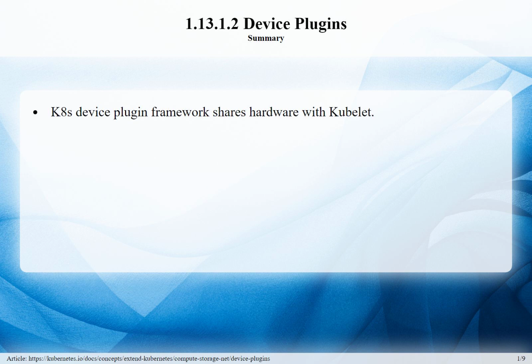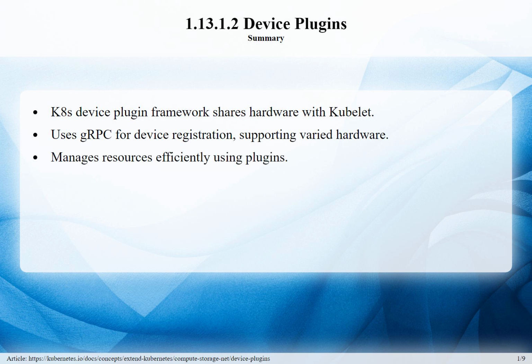1. Kubernetes provides a device plugin framework to share hardware resources with Kubelet. 2. It uses a gRPC service for device registration, helping vendors advertise resources like GPUs, FPGAs, etc. 3. Through plugins, resources are advertised and managed safely, ensuring efficient resource allocation.